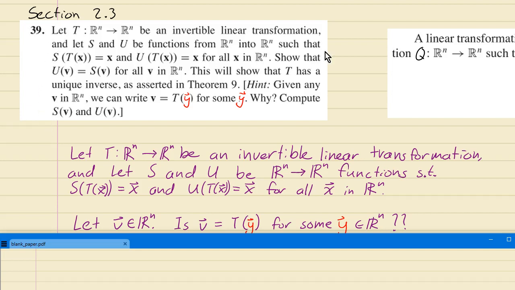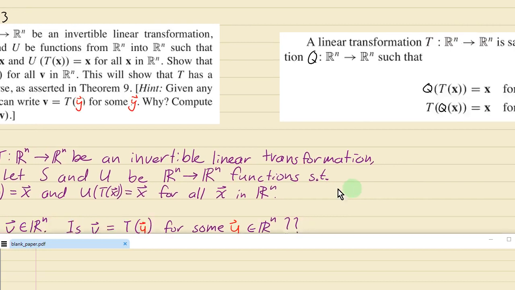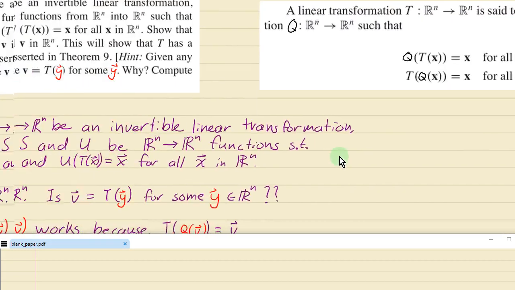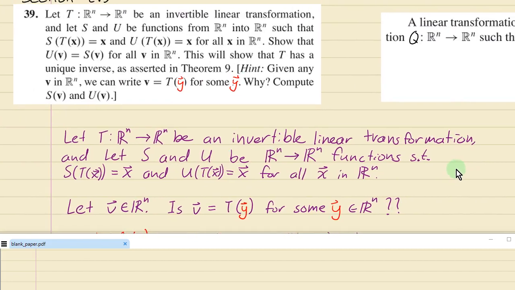Here's the question written out, and I also just wrote down all of the facts that you're allowed to assume here, which is a good habit whenever you're writing a proof, just so it's clear to you what you know about the objects that you're talking about. So in this case, the objects we're talking about are: T is an invertible linear transformation, and I just copied down the definition of an invertible linear transformation over here, so it's easier to see.